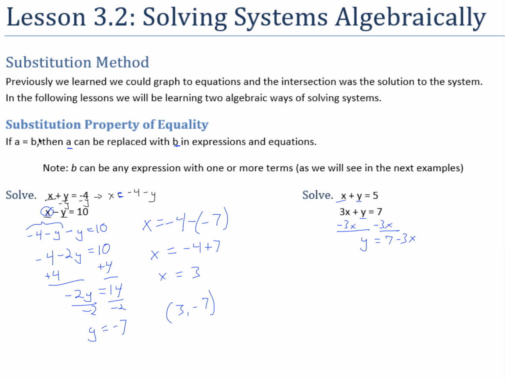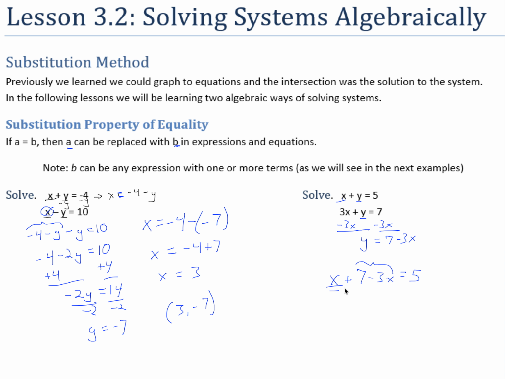So now we can use the substitution property of equality where, since y equals 7 minus 3x, we can replace y anywhere else with 7 minus 3x. And we're going to do that in this first equation. So we have x plus y. But what does y equal? y equals 7 minus 3x, so x plus (7 minus 3x) equals 5. Again, we're using this x plus y. This right here is our y. So we took out y and put 7 minus 3x, and now we can solve this.